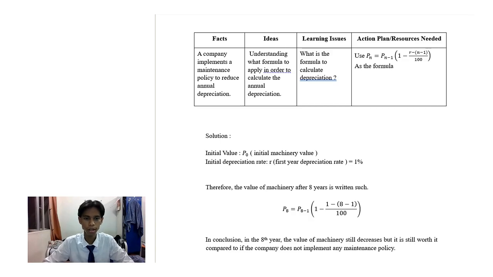So for the solution, we use Pn. n is the number of years, P0 is the initial machinery value, and R is the rate of depreciation, which is 1% per year. Therefore, the value of the machinery can be calculated such that P8 equals P8 minus 1 bracket 1 minus 1 minus 8 bracket 8 minus 1 over 100. But we cannot get an exact answer because there are no values given. So that's all. Thank you.